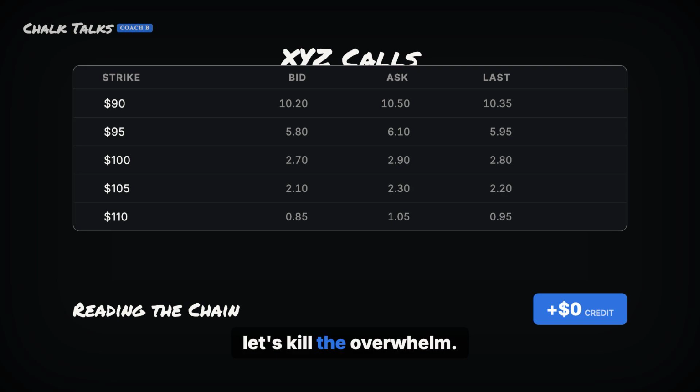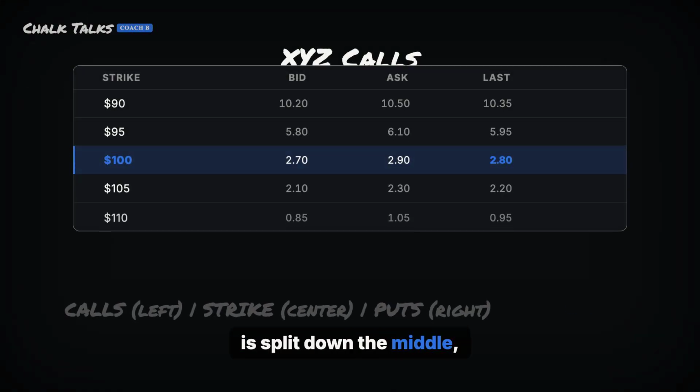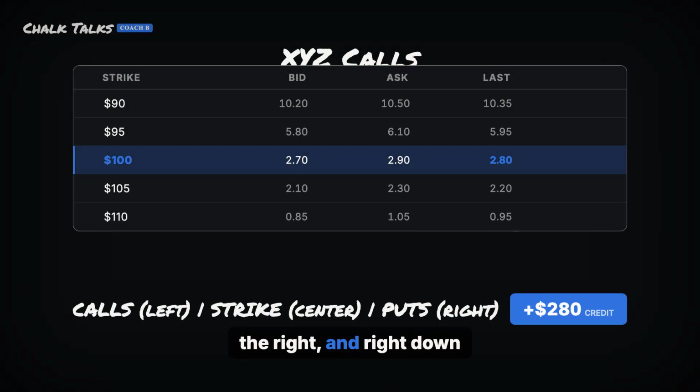All right, let's kill the overwhelm. Here's the first thing to understand. The chain is split down the middle, calls on the left, puts on the right, and right down the center is the strike price column. That's the spine of the whole thing. Everything else is just details about the contract at each strike.